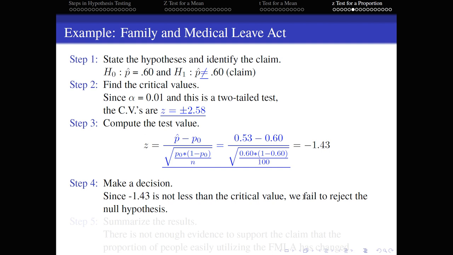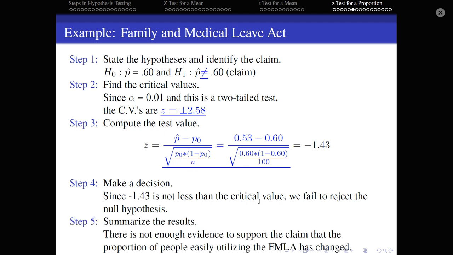This is a fail to reject. There's not enough evidence to reject this claim. There's not enough evidence to believe that the proportion is different than 60. So we don't have enough evidence to determine that the FMLA has changed over recent years.